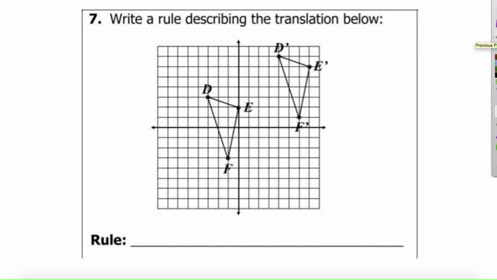Now let's look at 7 together. On number 7, they're actually giving us the original figure and the transformed figure. So they're giving us the pre-image and the image, and they want us to write the rule. So for the rule, we're going to look at what happened to the x coordinates, and it's going to be x plus or minus a number. And then we're going to look at the y's and do y plus or minus a number. So we need to know how much they moved left or right and how much they moved up or down.